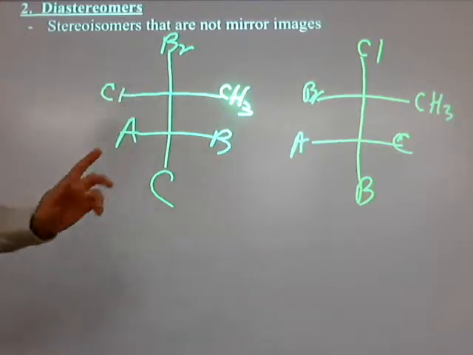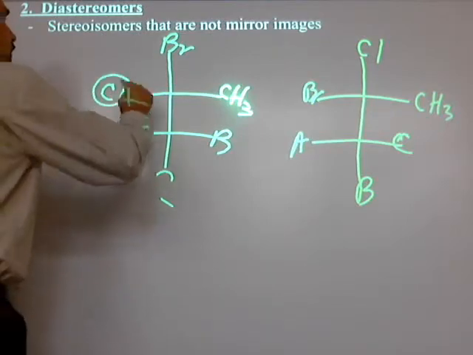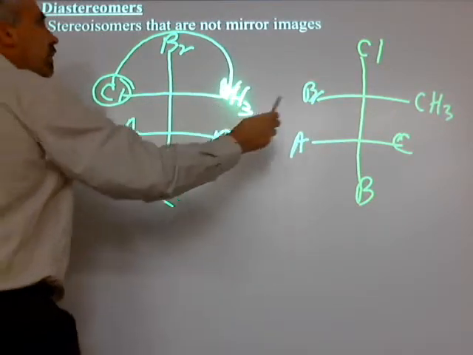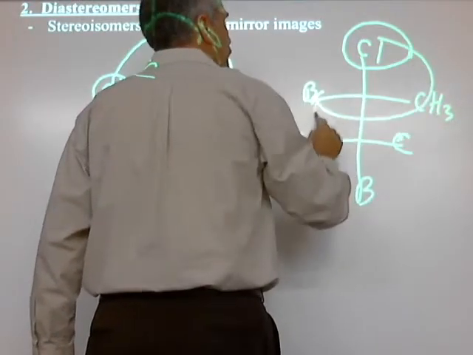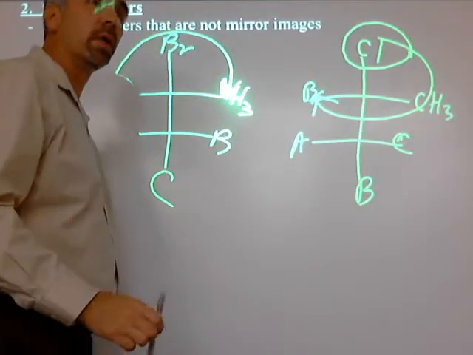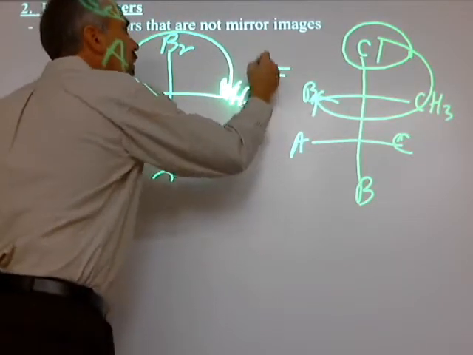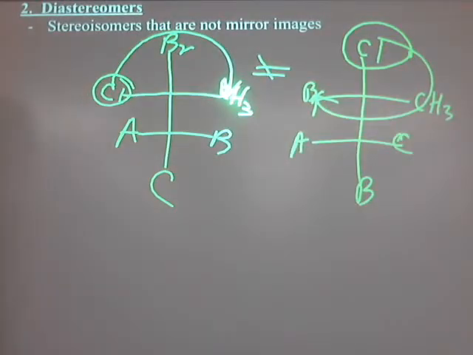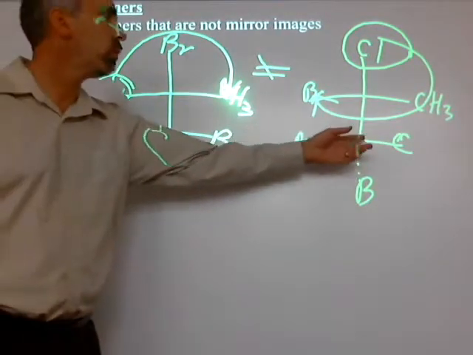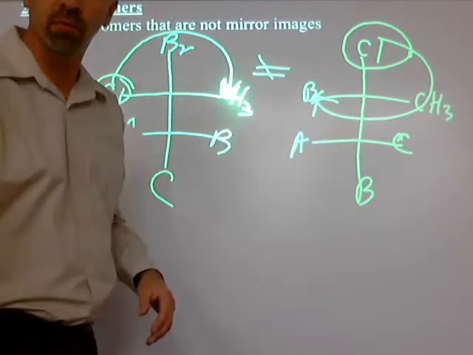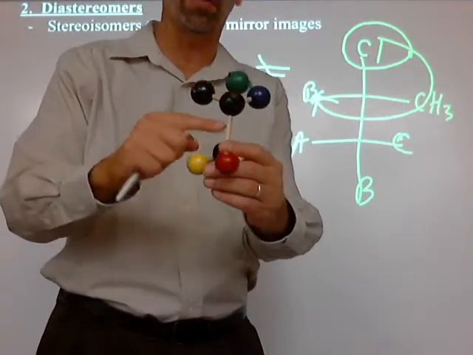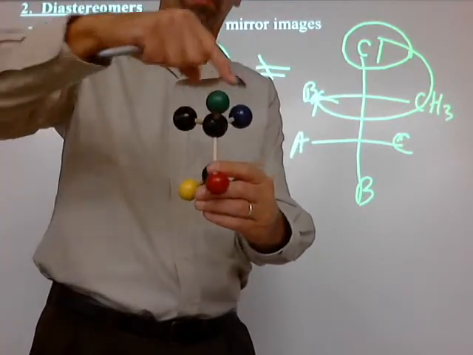Doesn't matter which guy I choose, but let's choose one. Cl, Br, CH3. Cl, CH3, Br. Are they the same? No. They're mirror images. By the way, you might be wondering, well, don't we run into this guy? No, that's my frame of reference. Remember, what you're doing is using this bottom bond as your frame of reference. So all you're looking at is these three.